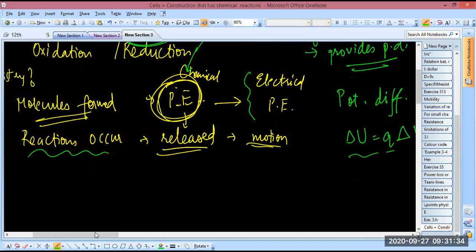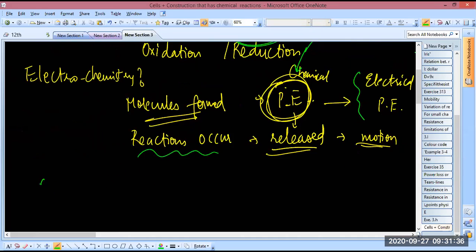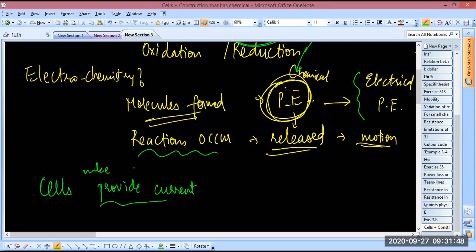Many people think that cells provide current. Some people say that cells make charges flow. So they provide current. I would say no, this is wrong. This is wrong. It was okay when we were little kids, but now it's wrong.